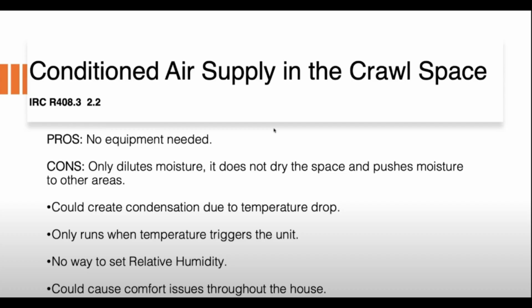Looking at conditioned air in the crawl space, I can tell you that I see this one quite a bit. No equipment is really needed besides some supply register and floor register. The theory is that when you're air conditioning during the humid season that you're putting dry air into that space. The challenge with this is the air is usually cold air. When you decrease the temperature of air, you increase the RH. For every degree you go down, the RH goes up 2%.